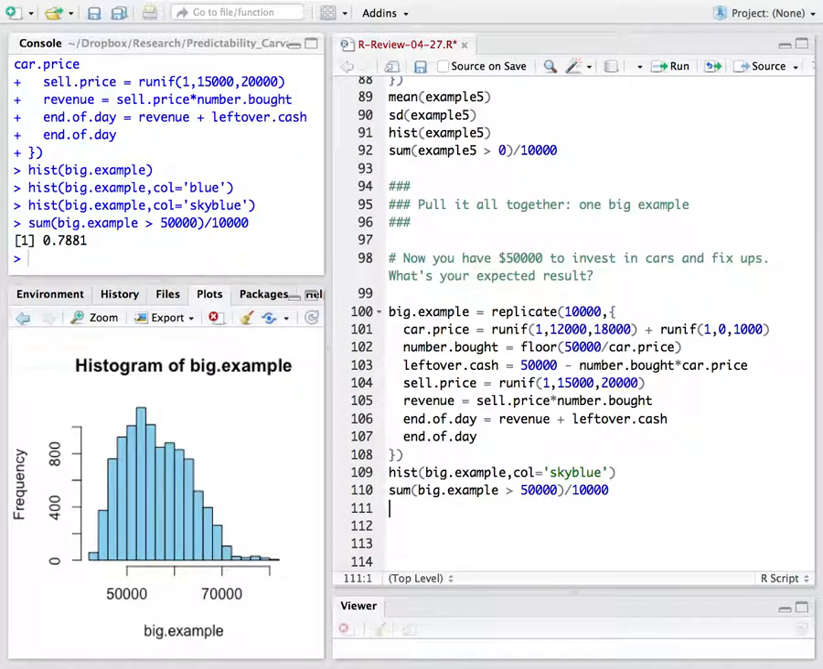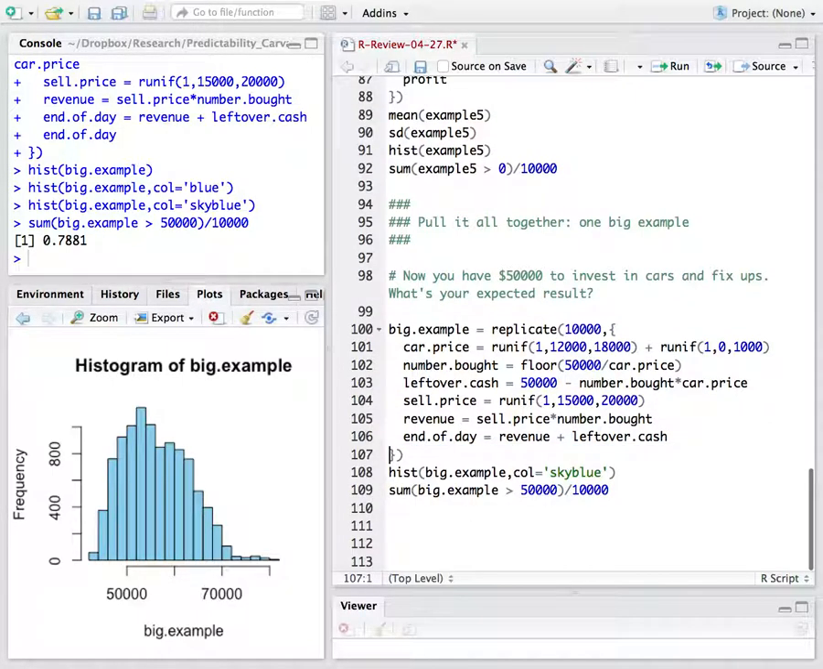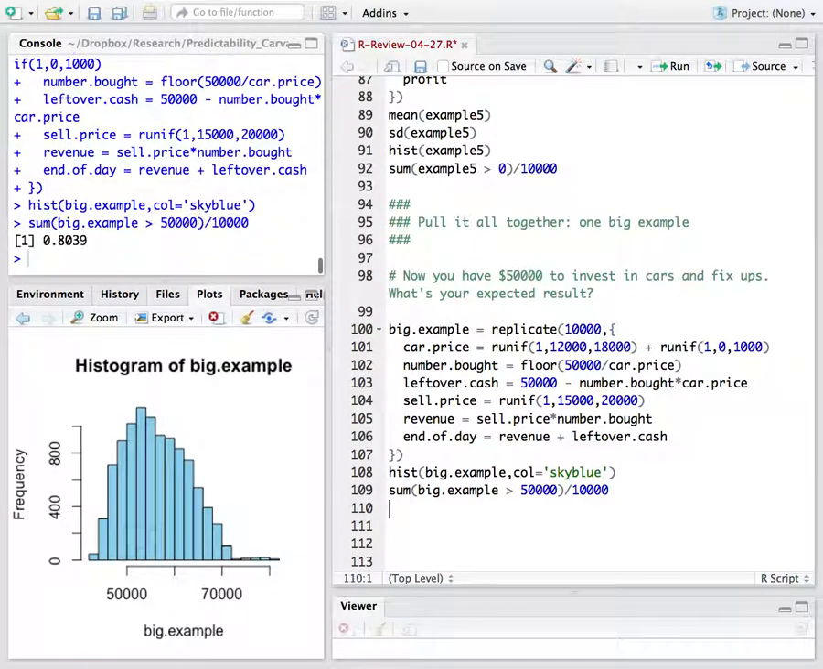Does it matter if you put the end of day thing at the very end? It's a good question. I'm not sure. Nope, it doesn't. Thank you. I learned something. I guess it goes with what I said earlier. It's whatever you write last is stored.